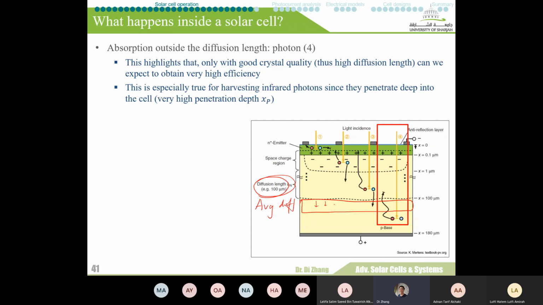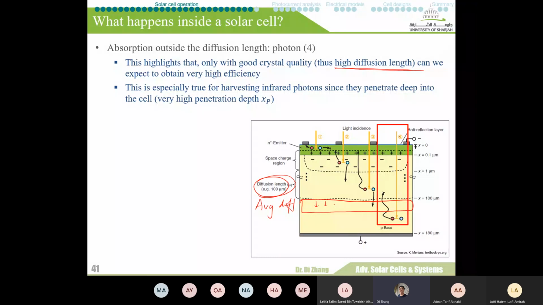So if we focus on the four different scenarios we talked about here, this highlights the fact that if you want to achieve the best performance in the solar cell, the main parameter you should focus on is a material with a high diffusion length, definitely. The diffusion length should be as high as possible so that we can find a better balance between the recombination loss and the absorption behavior.